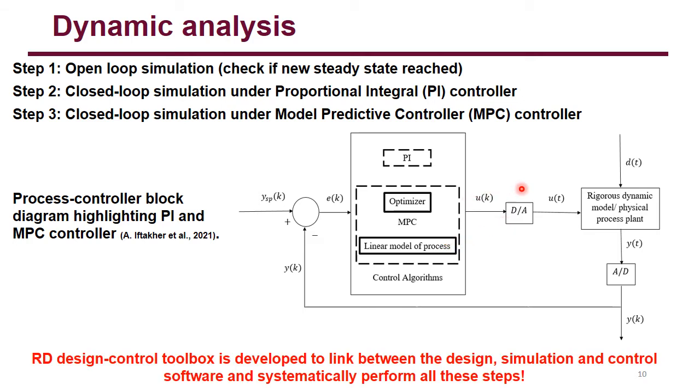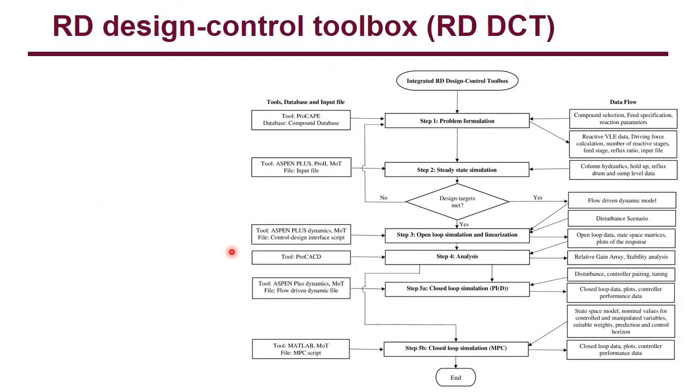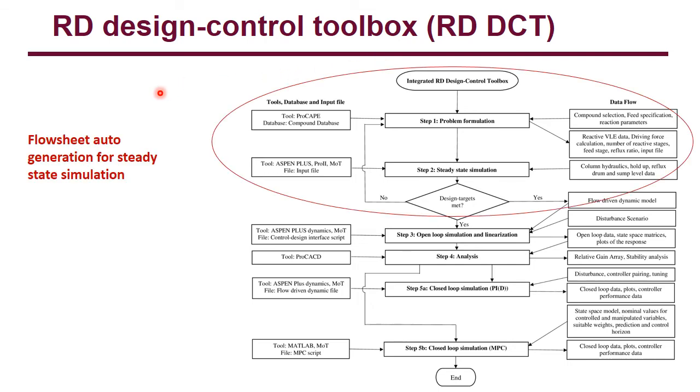To perform all these steps and link between the design, simulation, and control software, we have developed an RD design control toolbox. Here is the workflow of the RD design control toolbox. As you can see, in steps 1 and 2, we can automatically generate the flowsheet for the hysteresis simulation in either Aspen Plus or Pro/II.